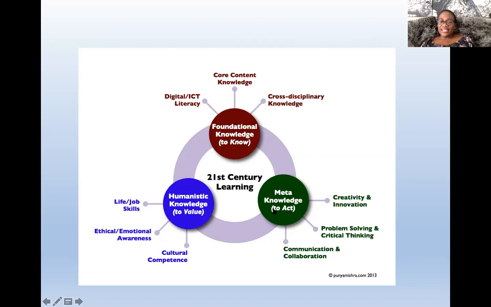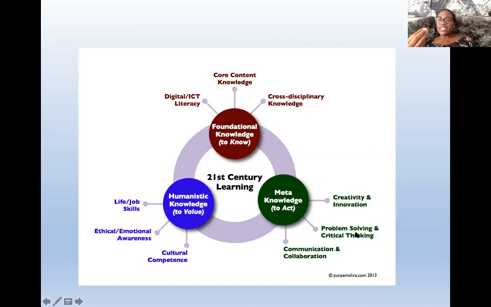All right, and then to act. First, you must know this. You must know the ICT, you must know the content knowledge, you must know the other knowledge that is related to your subject, and now you act. When you act, that's when you become creative. Once you learn, when you know something, then you create new knowledge or you become creative. You'll be able to solve problems or think critically.